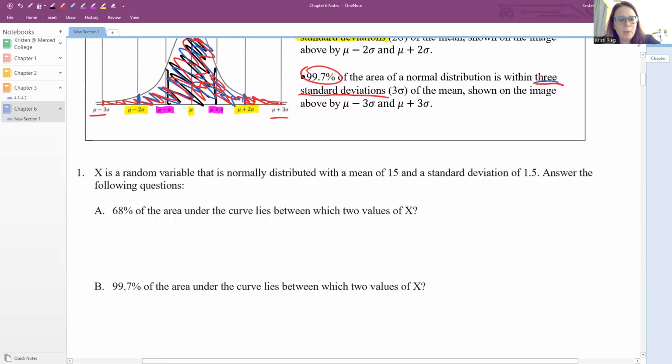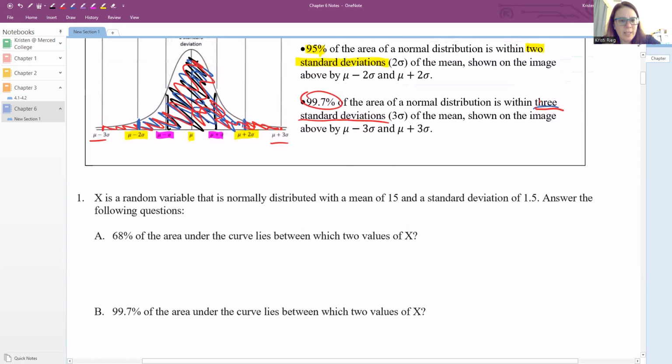So first up, we want to try to see the picture and the question. It says X is a random variable that is normally distributed. So that means we're talking about the picture above. And the mean is 15 and the standard deviation is 1.5. And notice we're using the population notation, so we have the Greek variables, the mu and the sigma.